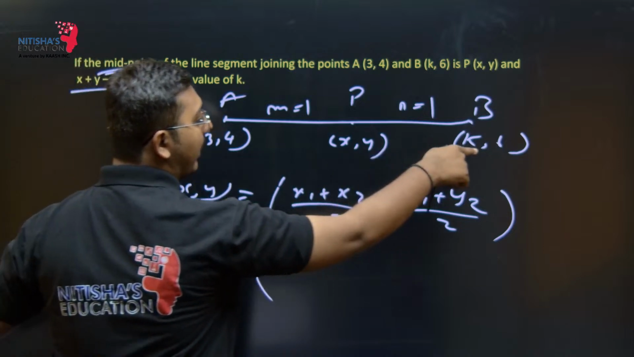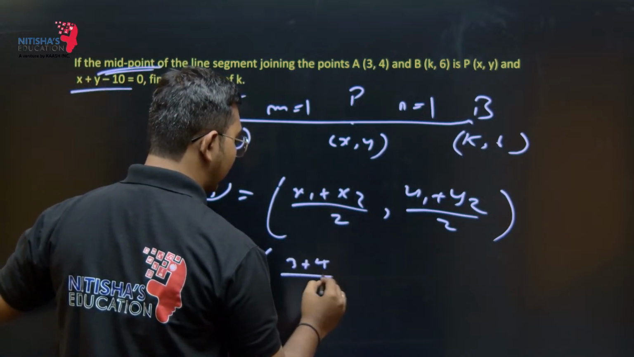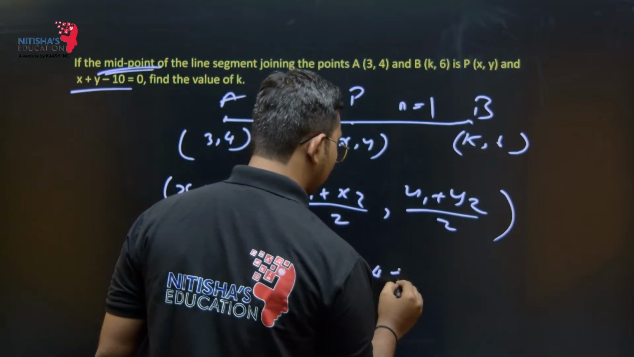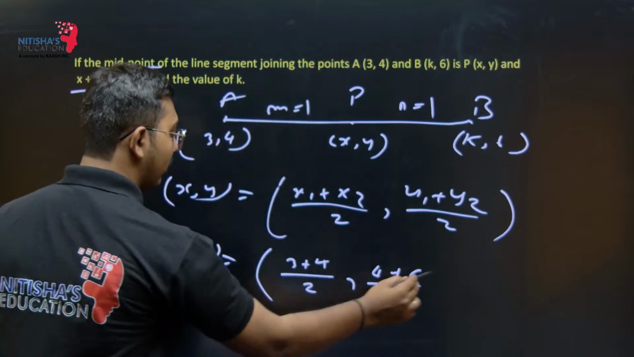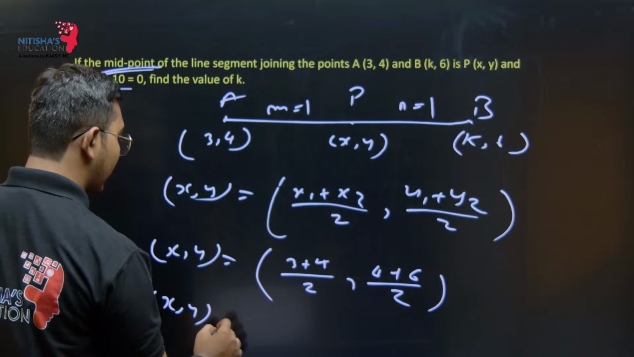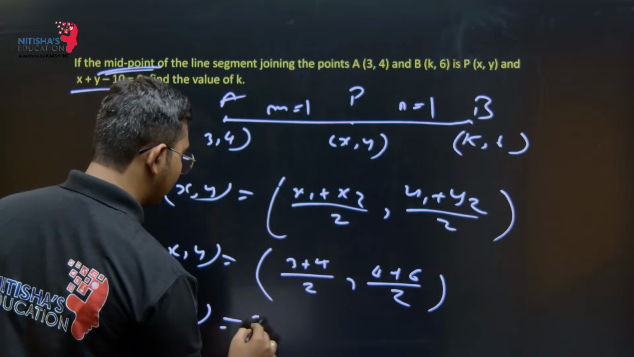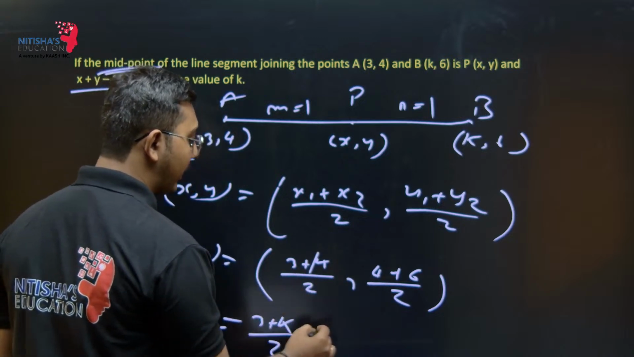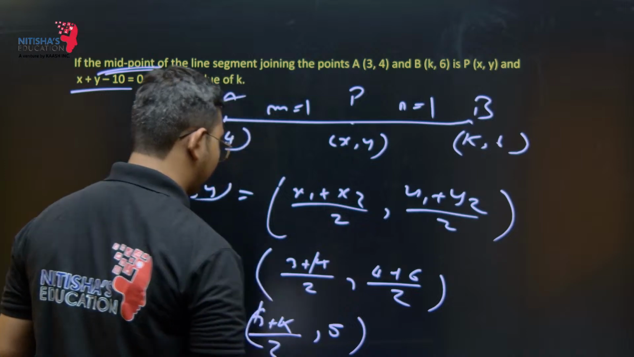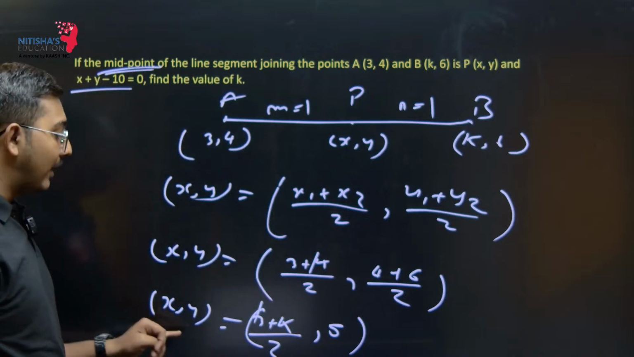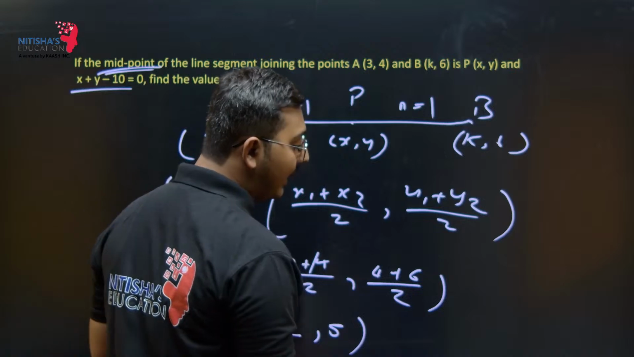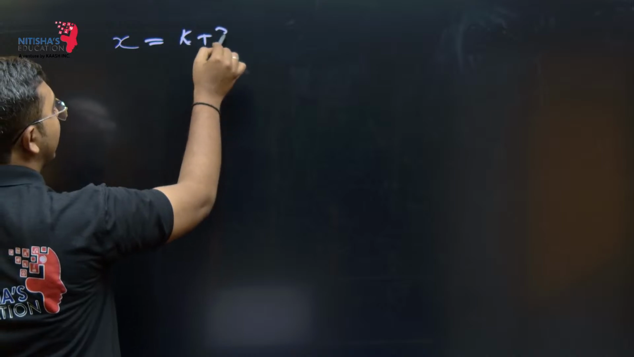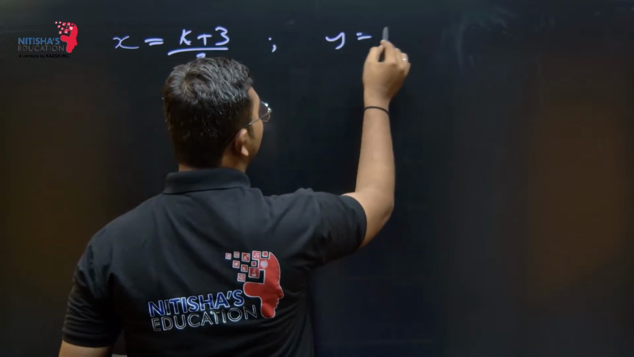x1 means 3 plus k divided by 2 and 4 plus 6 divided by 2, which will be x comma y is equal to 3 plus k divided by 2 comma 6 plus 4, that is 10, divided by 2, which is equal to 5. So from this what you will get? Value of y. So you will get actually two values, that x is equal to k plus 3 divided by 2 and y is equal to 5.